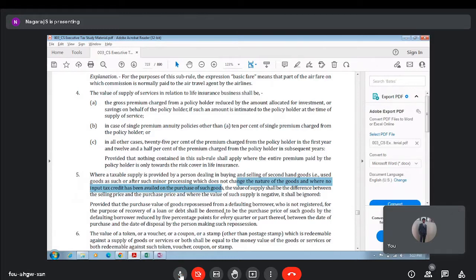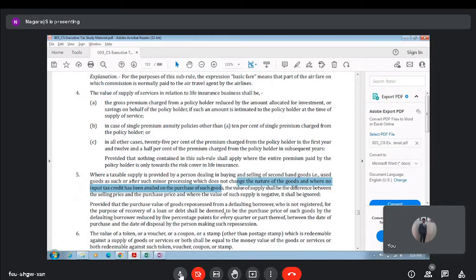Second case: he has paid 3,50,000 to you on purchase, and he has sold at 3 lakhs. What is the value of supply? Minus. A negative value should not be included. Value of supply will be nil. Understood? In case of difference, only the positive will be considered. If negative, it will be nil. Positive should be considered, negative you should not consider.